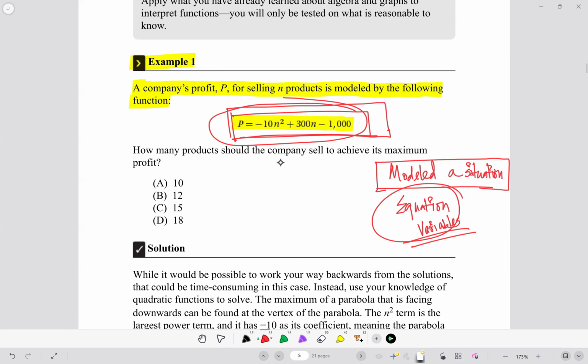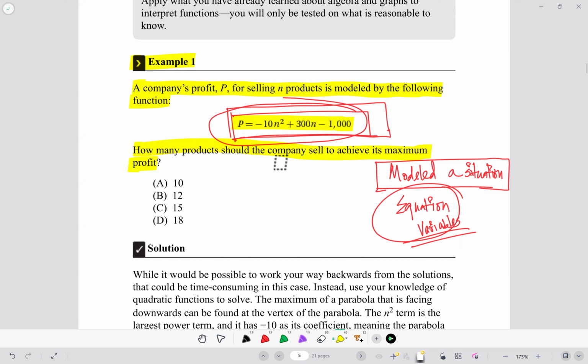They are telling you how many products the company should sell to achieve its maximum profit. A company's profit P for selling n products is modeled by the following function. This is the equation for the company's profit P. How many products should the company sell to achieve its maximum profit?